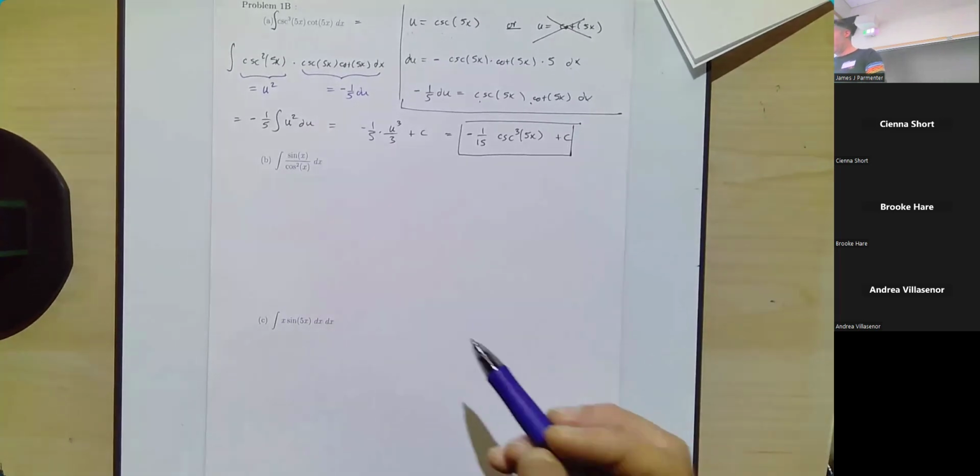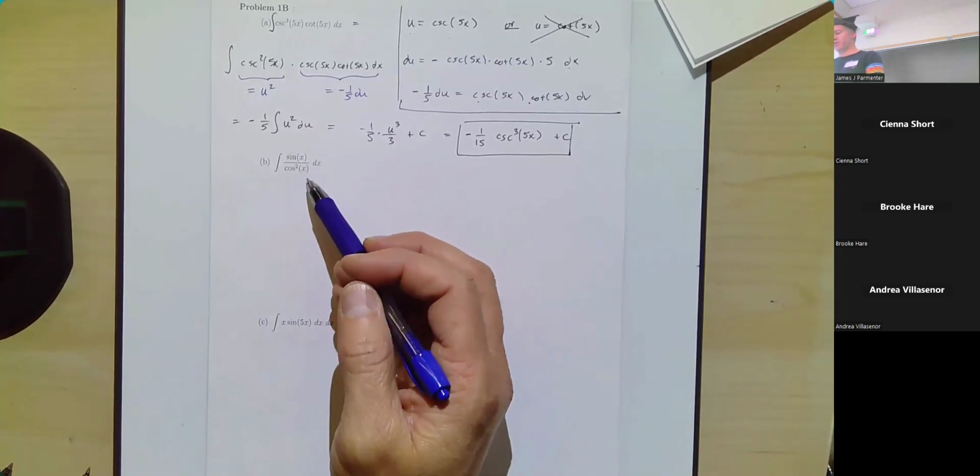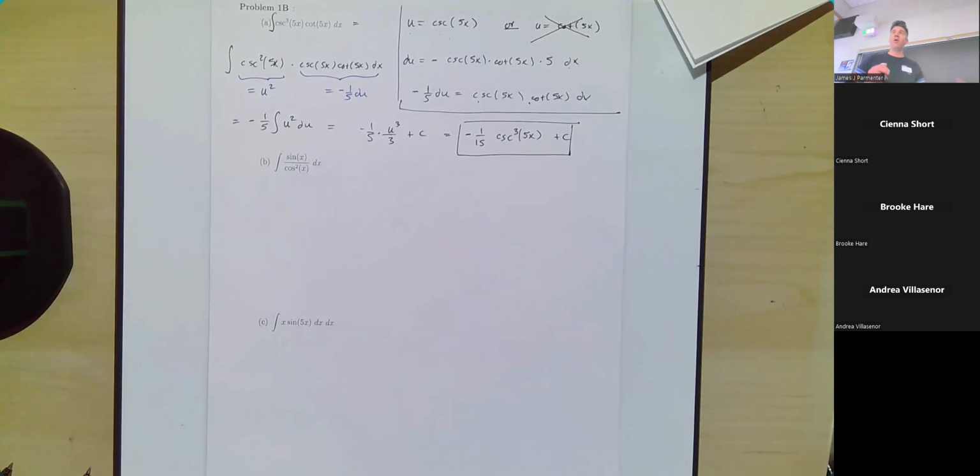Next question, sine x over cosine squared x. This also falls into the category where we're going to let u equal sine or cosine. What's the right choice here? Let me see some thumbs. I want a thumbs up for letting u equal sine, and a thumbs down for letting u equal cosine. What do you all think? Sine or cosine is my choice for you. Think about what your du is going to be.